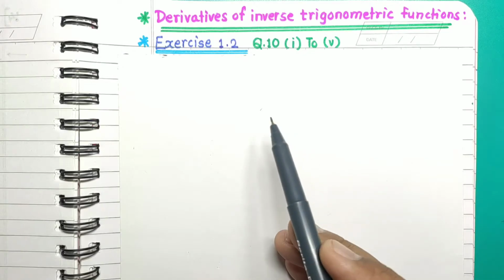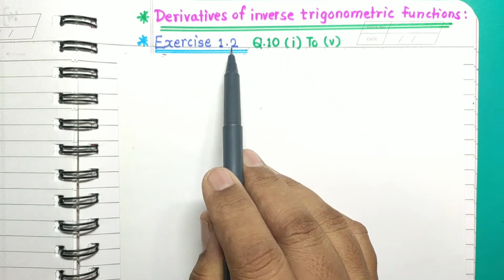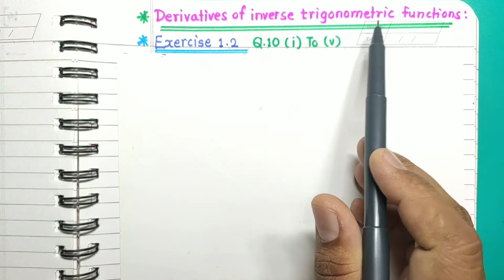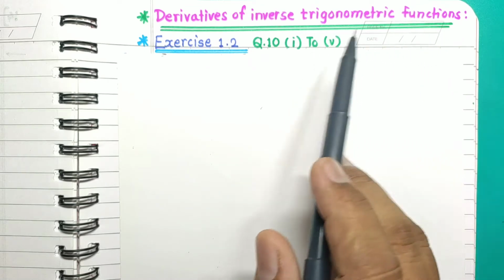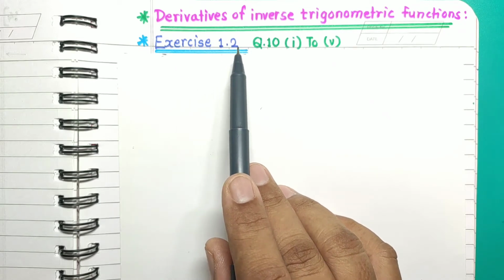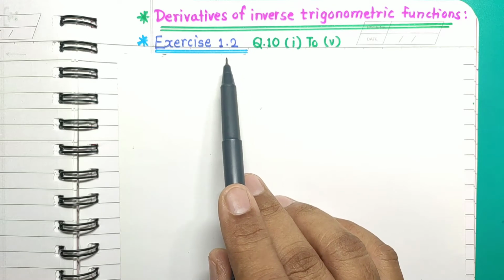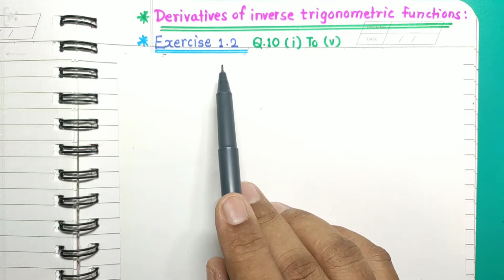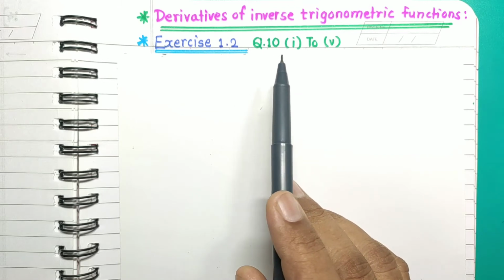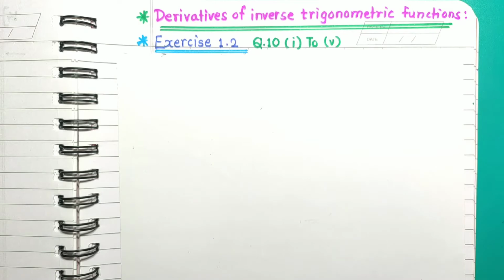Hi students, in this session we are going to solve question number 10 from exercise 1.2, which is based on derivatives of inverse trigonometric functions. This question number 10 is the last question of this exercise 1.2, but before moving to question number 10, let's overlook this exercise and classify this quite big exercise which contains 69 examples.